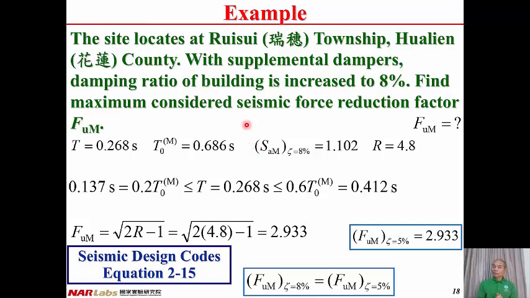And then back to the example, the question is to find the maximum considered seismic force reduction factor. What's the value for FUM? So far we have some information. T, the structural vibration period, equal to 0.268 seconds. T0(M), the corner period, equal to 0.686 seconds. And SAM, the spectral acceleration for damping ratio equal to 8%, equal to 1.102. And R, the ductility capacity of the building, equal to 4.8.